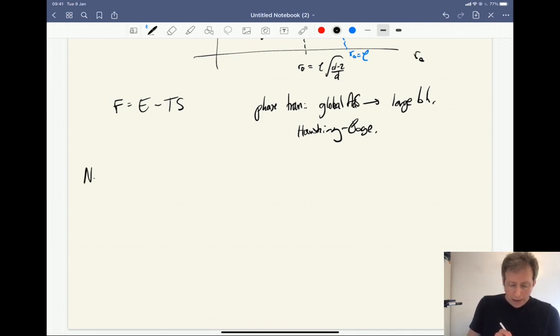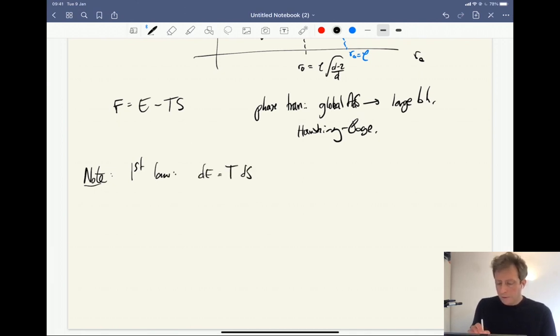Note we have the first law. And for these black holes, the first law is very simple. And the first law is very useful. dE is TdS. It's very useful because if you compute, say, using Euclidean methods, T and S, you can figure out what E is, or at least up to a constant when you integrate this, without, for example, having to compute a boundary stress tensor.